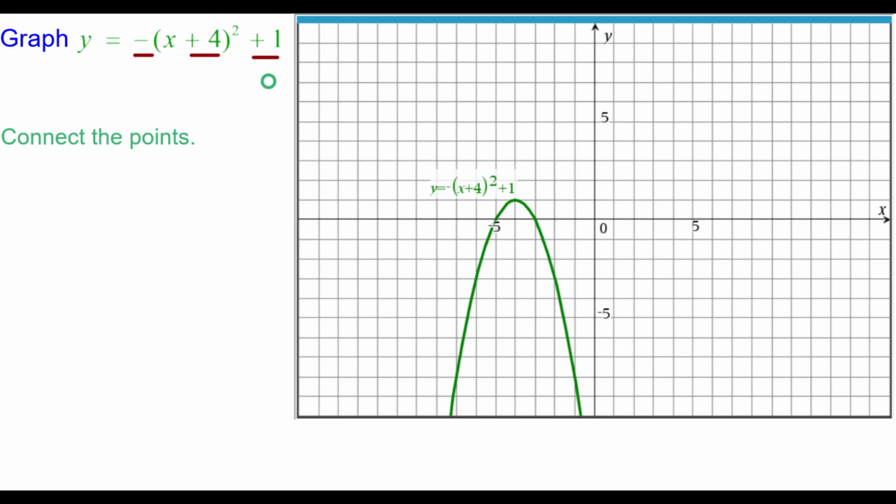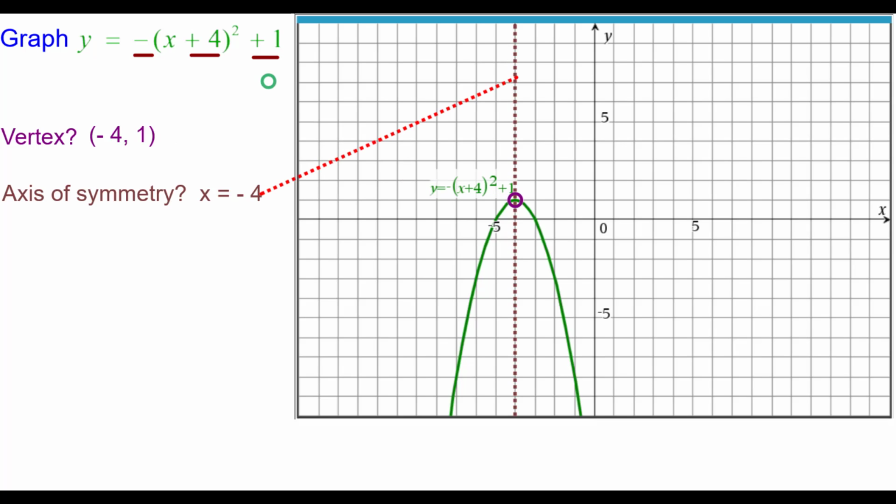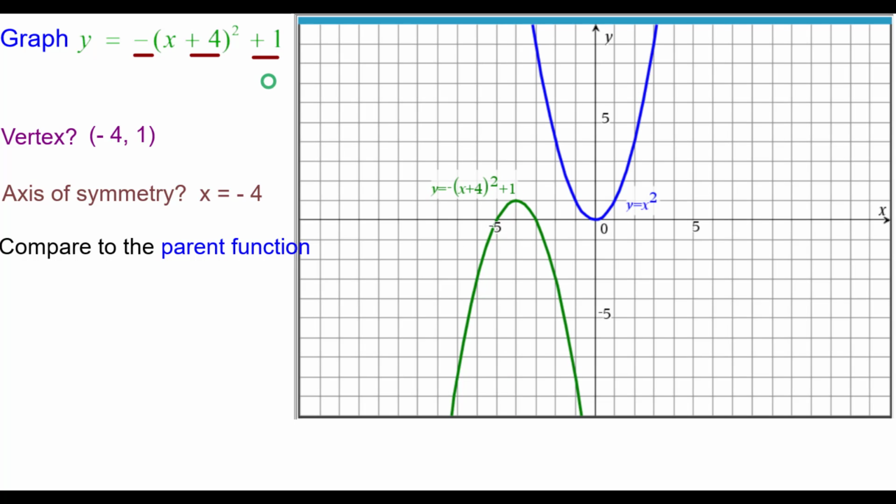Connect the points into a parabola-looking shape. You can see it's opening downwards. The vertex is at negative 4, 1. And the axis of symmetry is the line x equals negative 4. The curve is symmetric about that. And when we compare it to the parent function, again, that opens upwards, this opens downwards, and it has a different vertex.